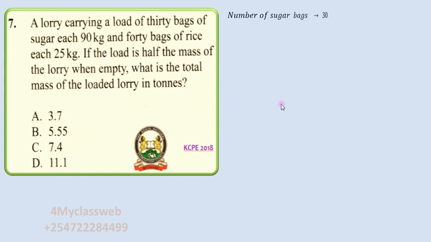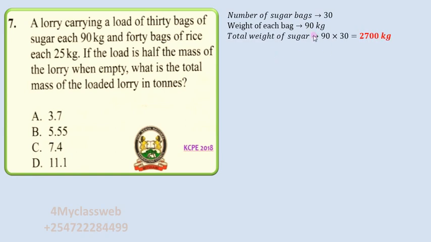Now to begin, we first of all have to get the weight of the sugar bags, which were 30, and each bag was weighing 90 kilograms. To get the total weight of the sugar, we had to multiply the weight of each bag by 30 to get 2,700 kilograms.